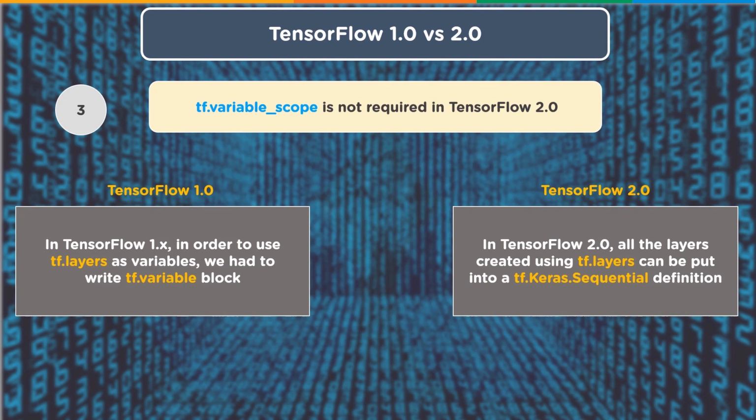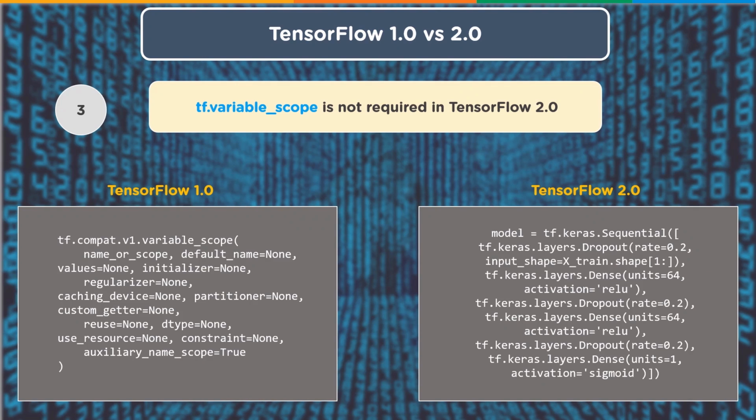A third big change we're going to look at is that in TensorFlow 1.0, in order to use TF layers as variables, you would have to write a TF variable block, so you'd have to predefine that. In TensorFlow 2, you just add your layers in under the sequential, and it automatically defines them as long as they're flat layers. Of course, this changes a little bit as the more complicated tensor you have coming in, but all of it's very easy to do, and that's what 2.0 does a really good job of.